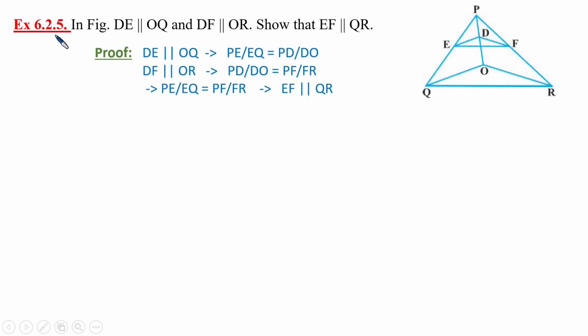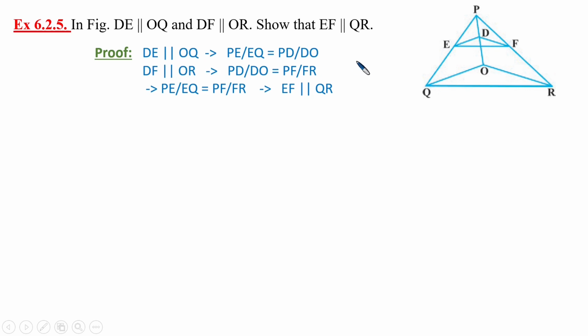Now exercise 6.2.5. In the figure, DE is parallel to OQ and DF is parallel to OR. Then show that EF is parallel to QR. So again I use the BPT for this triangle, then for this triangle, and I take this as common. So that's what I have done.